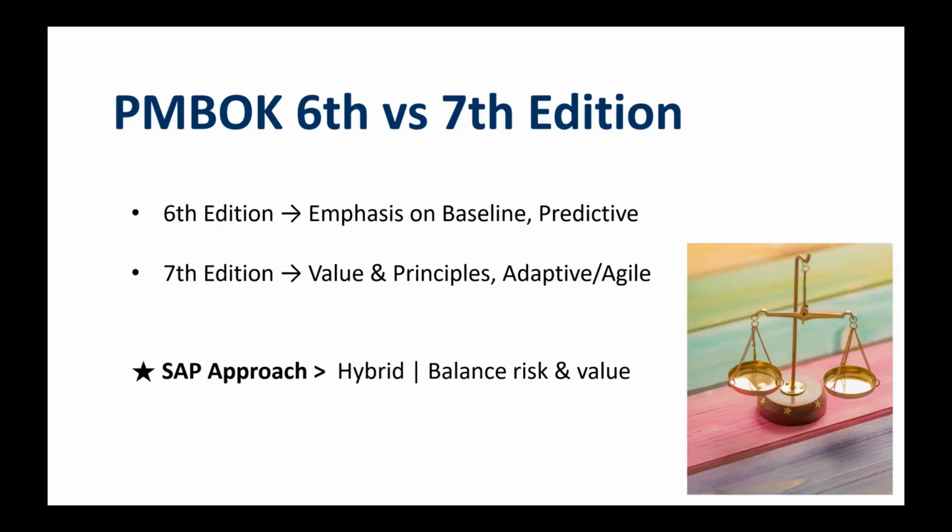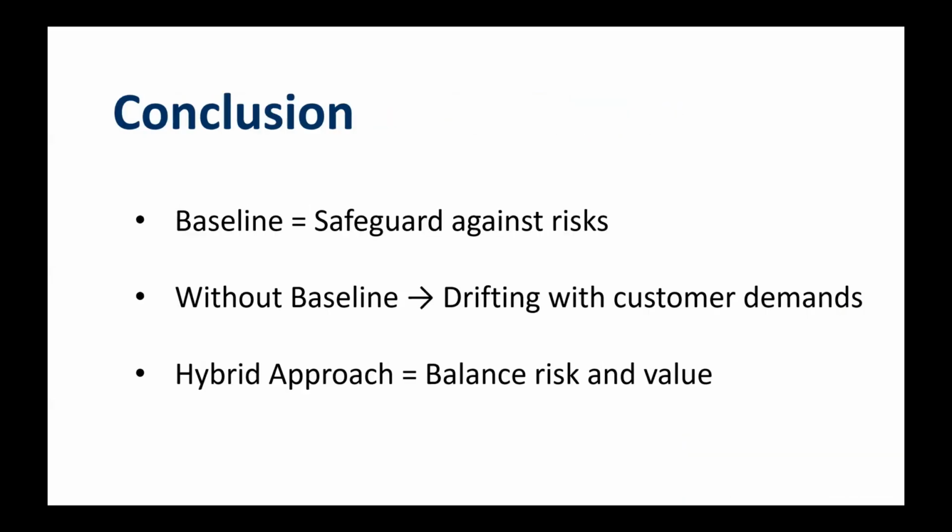Big picture elements like process scope, interfaces, data migration, and legal requirements must be managed predictively with a fixed baseline. And smaller items, reports, forms, UI enhancements, and apps can be handled with agile or iterative methods. For SAP projects, keeping the big picture stable with a baseline while adjusting smaller parts flexibly with agile is the most realistic solution. Today, we explored the PMBOK's definition of the scope baseline along with real SAP project cases.